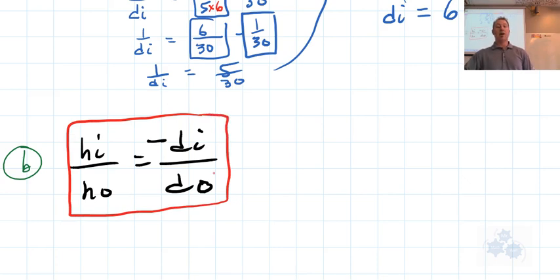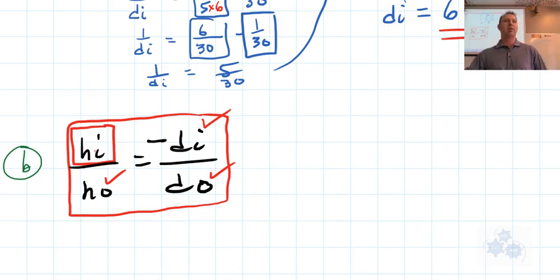Because I know the distance of the object. And I know the distance of the image now because we just calculated it over here. I know the height of the object because it's given, so guess what? I only have one thing left to solve for, and that's the height of the image. Okay? So let's give it a try. So height of image we don't know. Let's just leave that as HI. HO is 4 centimeters.